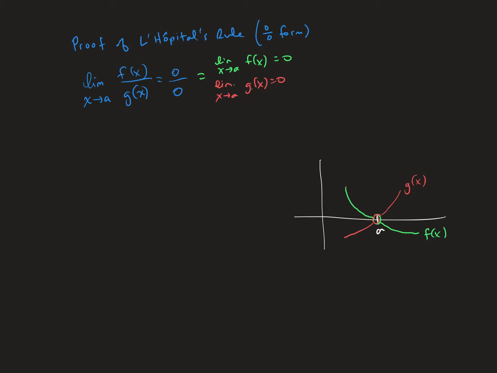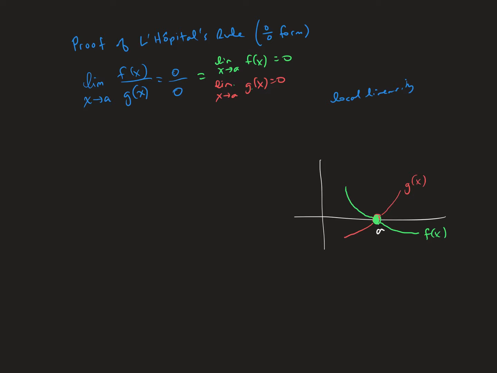Now, one of the hypotheses of L'Hopital's rule is that f and g have to be differentiable, which means at that point where x is equal to a, there actually has to be a point on the graph at that point. Because remember, if it's not continuous, it's not differentiable. All right, so we have these two graphs. So what we're going to do here is we're going to take these two graphs and involve the idea of local linearity. And remember, local linearity is basically when you use a tangent line to represent a function.